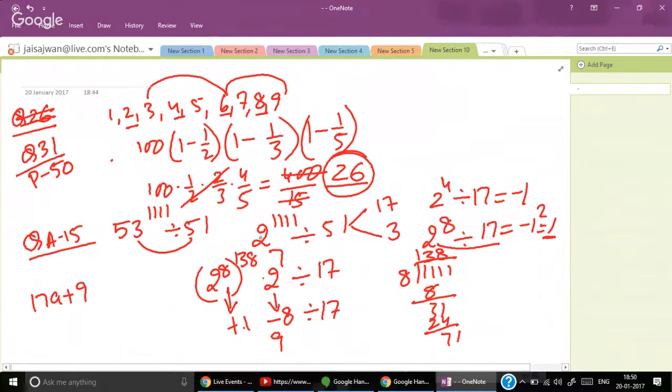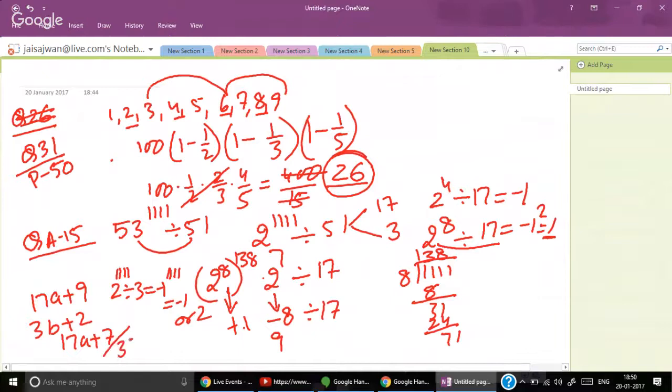And when 2 is divided by 3, remainder is minus 1. So whenever you are raising the power of this 4 times 1, the remainder would be again minus 1, or I can say 2. So this could be written as 3b plus 2. Answer. Plus 7 divided by 3 is, I'm sure when b comes out to be back in the equation to get the answer. 17 plus 9 is, answer would be 26.